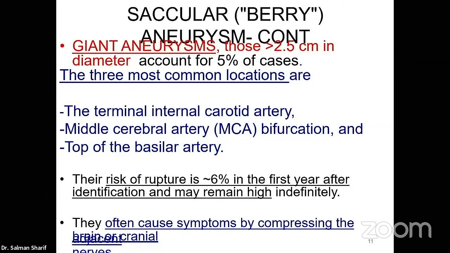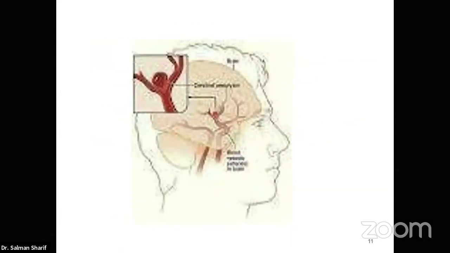Giant aneurysms, which may be more than 2.5 centimeter in diameter, account for 5% of cases. The three most common locations are terminal internal carotid artery, middle cerebral artery bifurcation, and top of the basilar artery. The risk of rupture is 6% in the first year after identification and may remain high indefinitely. They often cause symptoms of compression of the brain or cranial nerves.